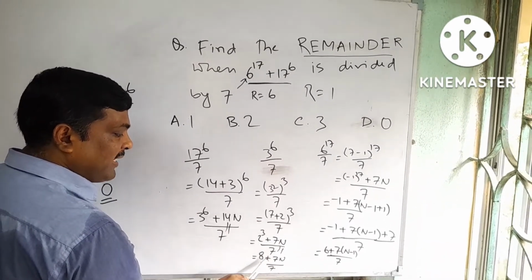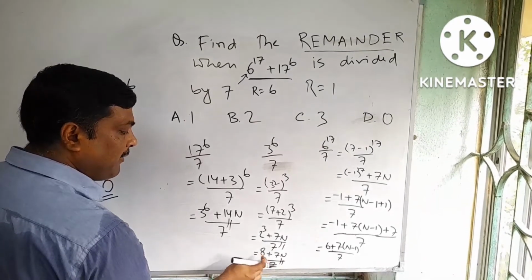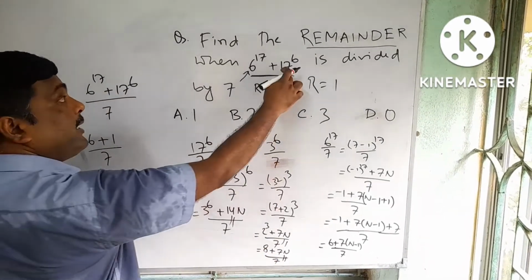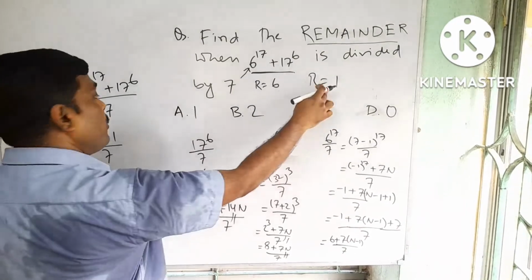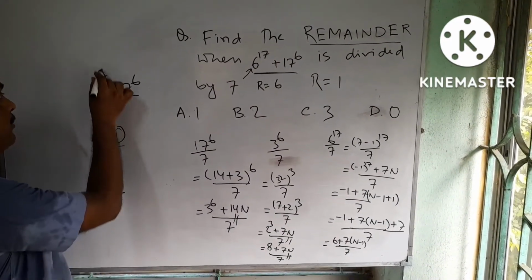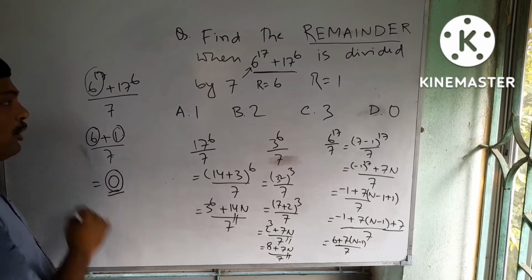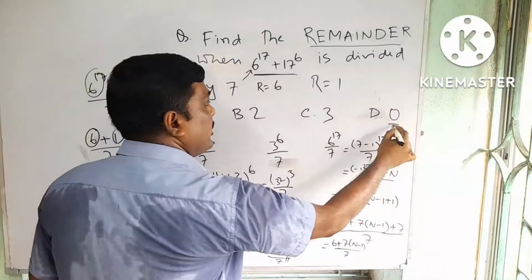Now 2 cube is 8. 8 plus 7n divided by 7, this portion is divisible. So divide 8 by 7, the remainder is 1. So 17 to the power 6 divided by 7 has remainder 1, and for the other portion the remainder is 6. So 6 plus 1 divided by 7, the remainder is 0. So the answer is 0.